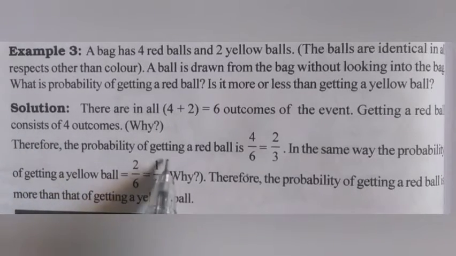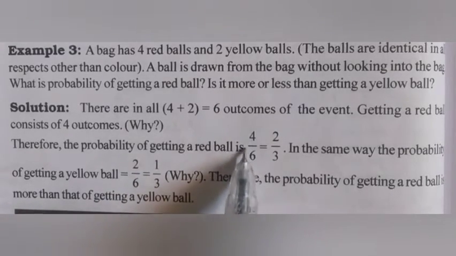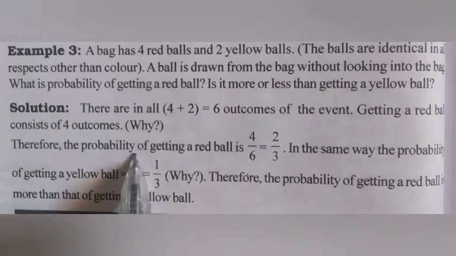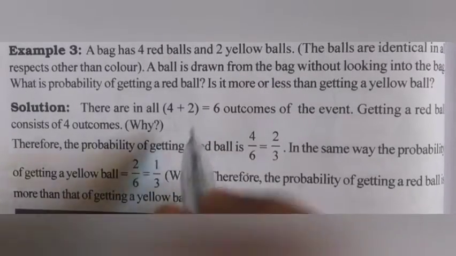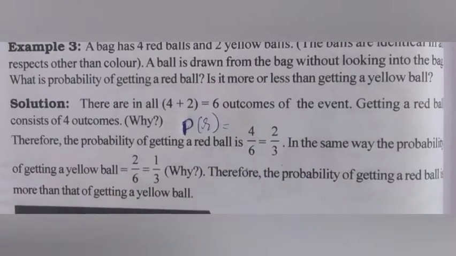Therefore, the probability of getting a red ball is 4 by 6. Total outcomes are 6, the red ball outcomes are 4. So the probability of getting a red ball, P of red ball, is equal to 4 by 6, which is equal to 2 by 3.